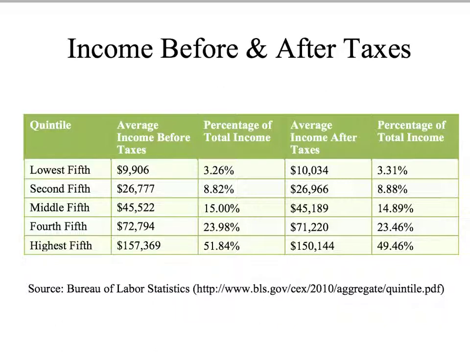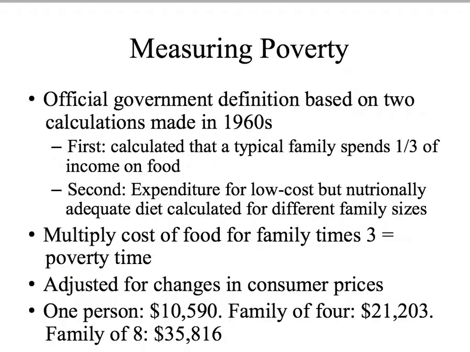So now let's take a look at how we measure poverty. So this is based on two calculations that were made in the 1960s. So first we noticed that a typical family spends about a third of its income on food. So then we thought, if we calculate how much it costs to have a nutritionally adequate but not luxurious diet for different family sizes, then if we multiply that cost of food for each family size times 3, we're going to get the poverty line. Not the poverty time, but the poverty line.